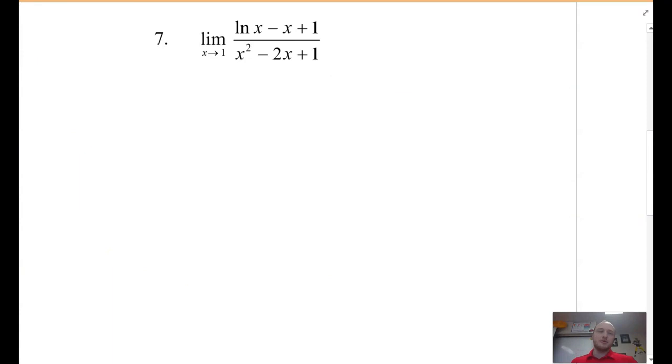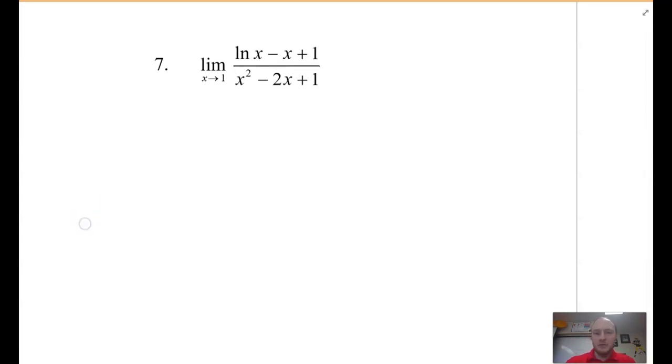All right, example 7. Limit as x approaches 1 of the natural log of x minus x plus 1 over x squared minus 2x plus 1. So we'll go ahead and plug this in. The natural log of 1 is 0, minus 1 plus 1, right? So this goes to 0. And in the bottom, if I plug this in, we get 1 minus 2 plus 1. So that goes to 0. Okay, indeterminate.